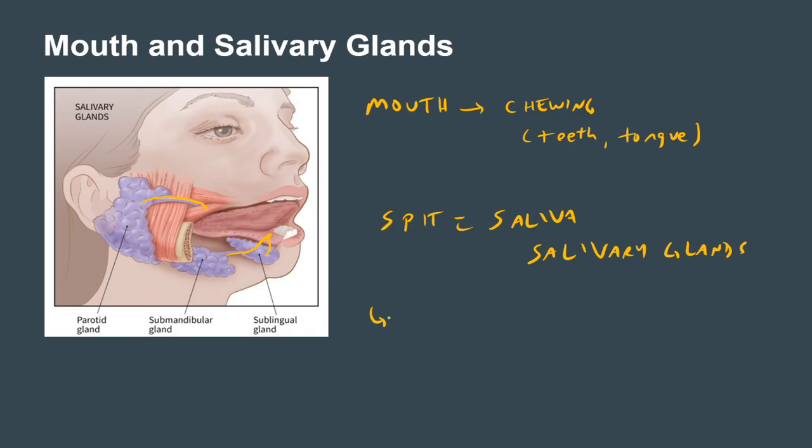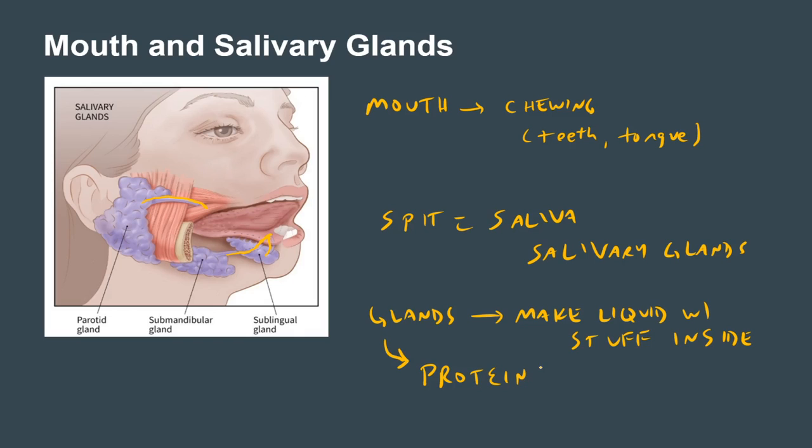And all glands are making a liquid. They make liquid with stuff inside the liquid. It's not just water. And what your glands are making, and you're going to see glands all throughout the digestive system, is a bunch of proteins. The glands are making proteins that help digest.